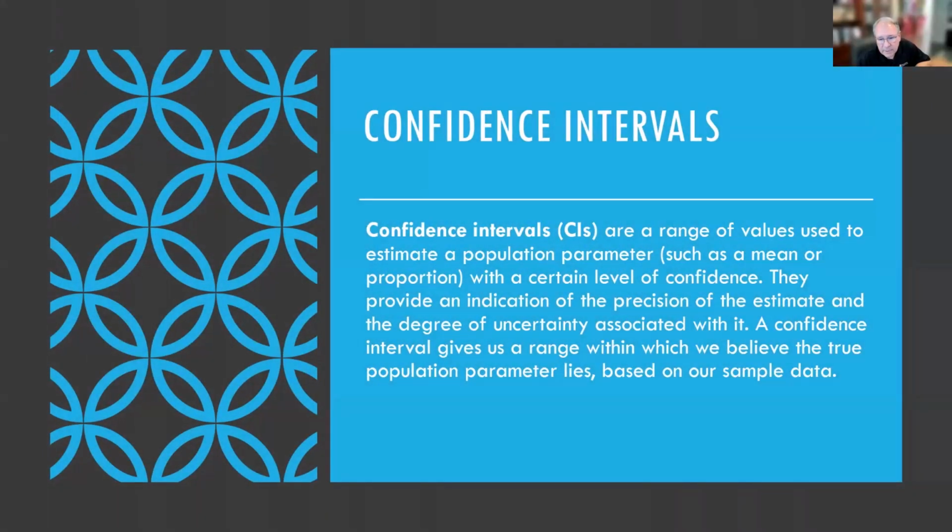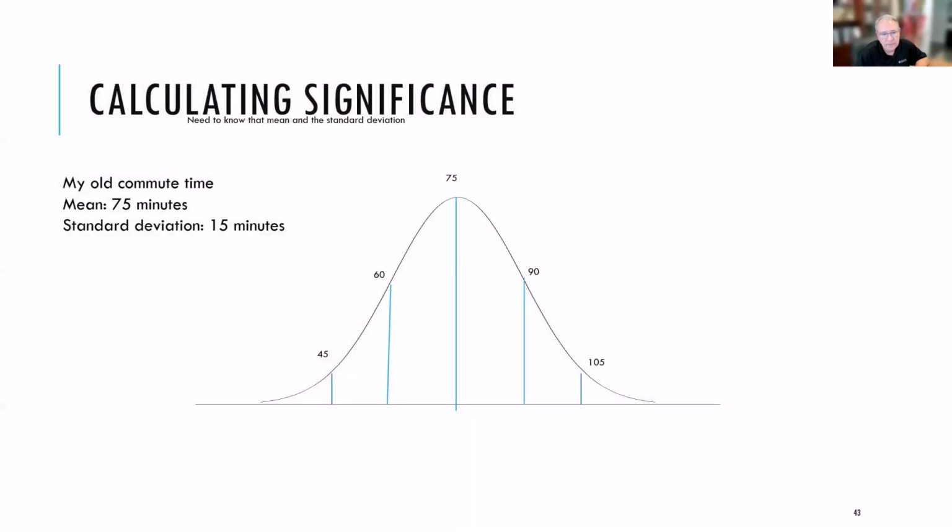You may also be using confidence intervals instead of p-values. You're looking at those distribution points. So let's look at an example. This is my example for my commute time. My commute time is 75 plus or minus 15 minutes. Okay, so I came in at 102 minutes. I would not reject my null hypothesis here.